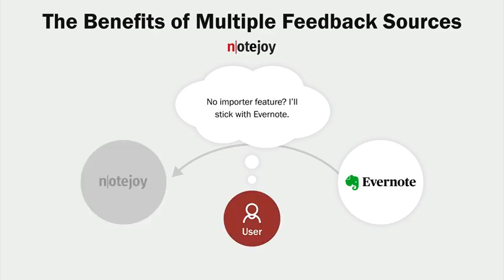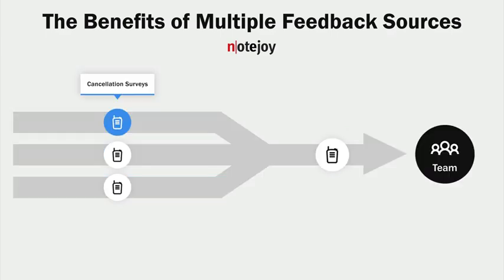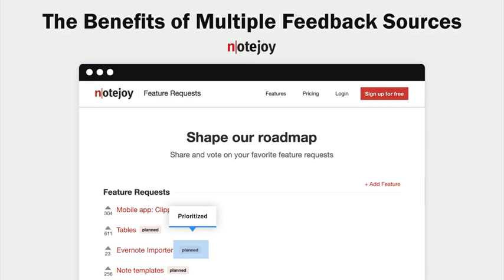However, although only a few users requested Note Importer features, it was still a meaningful problem that was silently pulling NoteJoy's activation rate down. They realized this problem when they implemented their feedback river. Due to more regular use of the feedback river, the NoteJoy team started reading through cancellation surveys more regularly. They noticed lack of note migration tool as an increasingly common cancellation reason. This led to a timely decision to prioritize implementing the Evernote importer, opening up a large new user acquisition opportunity.